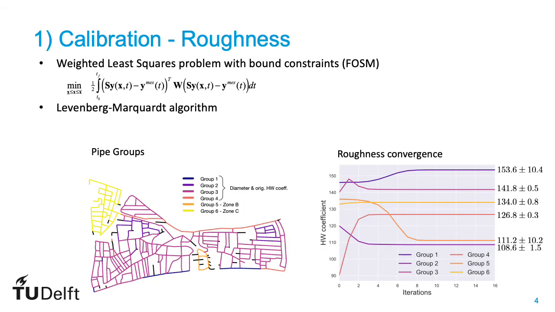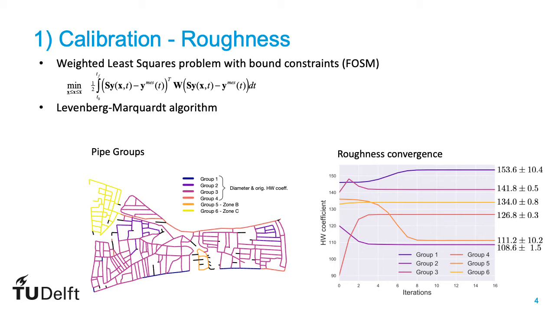We stated the roughness calibration as a weighted least squares problem with bound constraints, which was solved with the help of the Levenberg-Marquardt algorithm. We grouped the pipes into 6 groups, one belonging to measurement zone B, one to C, and the remaining 4 groups were divided according to their diameters and original Hazen-Williams coefficients, according to the EPANet input file. On the right side of this slide you can see the convergence of the roughness parameters.